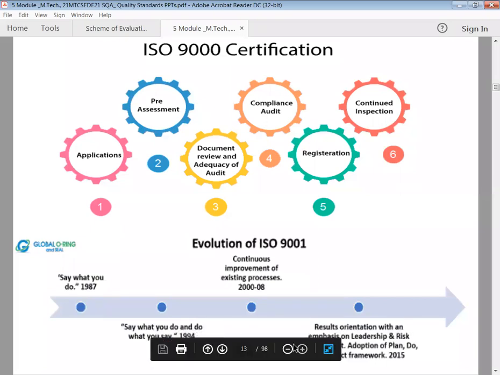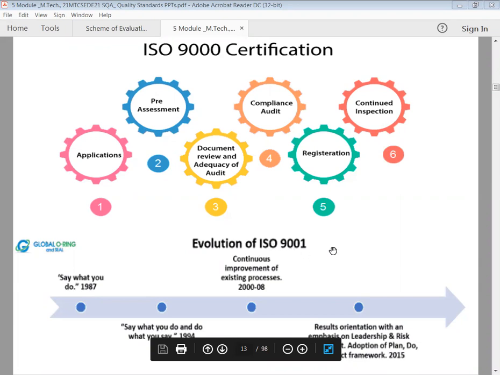The third one is result orientation with an emphasis on leadership, leadership and risk assessment, adoption of plan to the framework. So this is the slogan introduced during 2015.